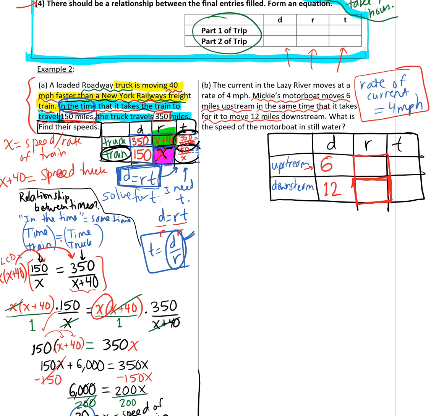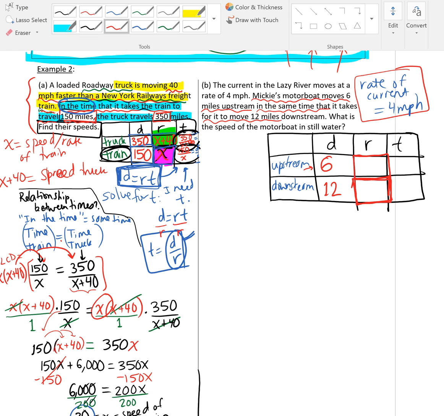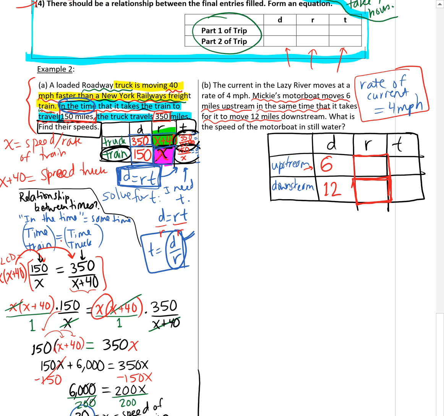Step 2 is now they should give us some kind of relationship between either the rates or the times. Okay, well, let's see. I think this is actually where that 4 miles an hour will come in. What they asked for is what is the speed of his motorboat in still water? So since that's what they're asking for, I'm going to let x equal that. X is the speed of his motorboat in still water.